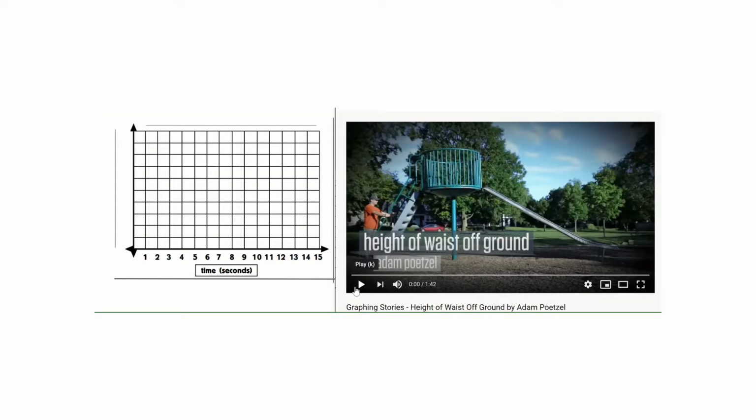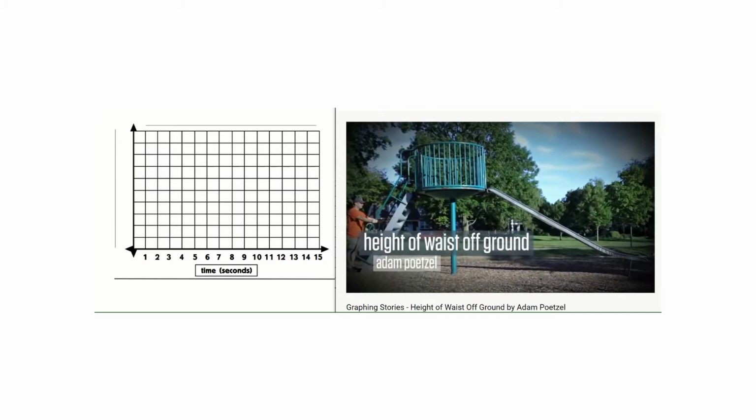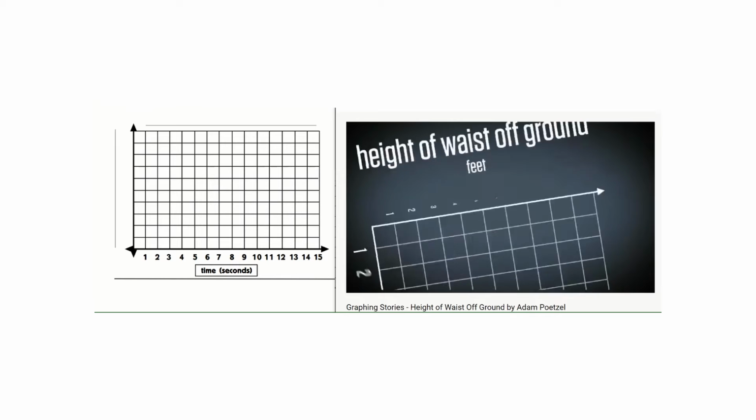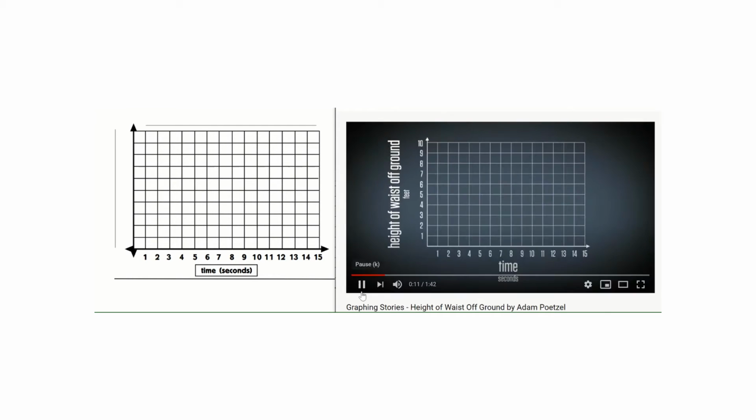Today we're going to look at a graphing story. This is called Height of Waist Off of the Ground. Someone made this video and they're going to graph the actions here. So we have time and height of waist off of ground. I'm going to pause there and take a graph of my own and try to do this as we're watching. So I have time in seconds down here, because each one is 15 seconds, and then I'm going to say over here that this is height of waist off of ground.